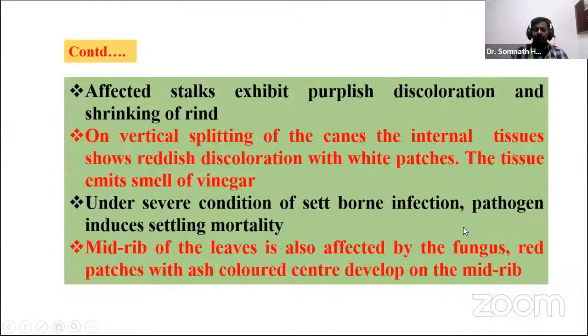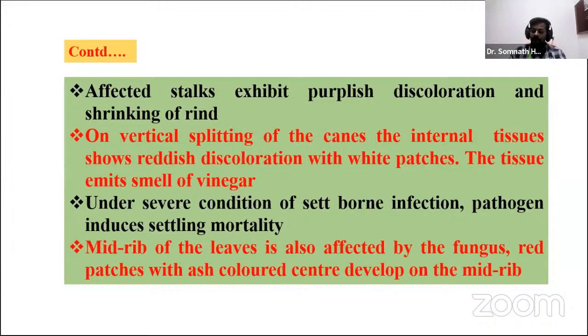The affected stalks exhibit the purplish discoloration and shrinking of the rind. After splitting the infected canes, we can smell vinegar. That infected tissue emits the smell of vinegar. Under severe conditions, the setborne infection or pathogen induces seedling mortality. The midrib of the leaves is also affected by the fungus. Red patches with ash colored center develop on the midrib of the infected leaves.